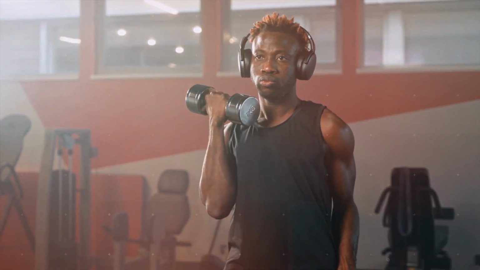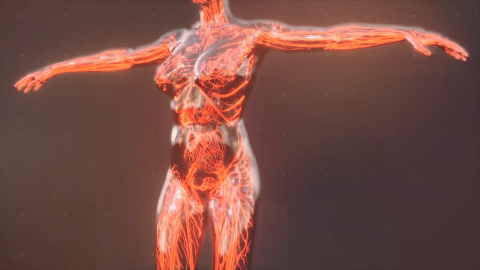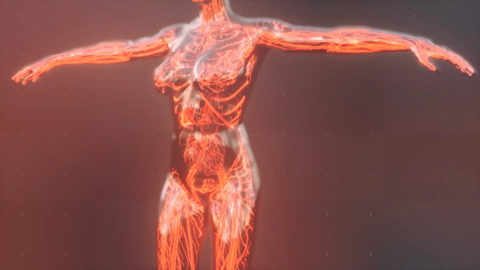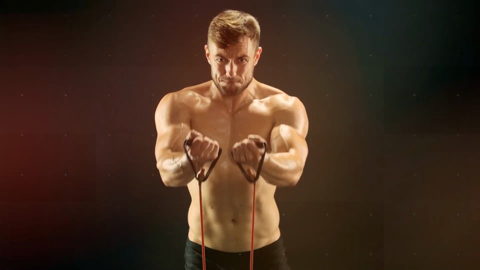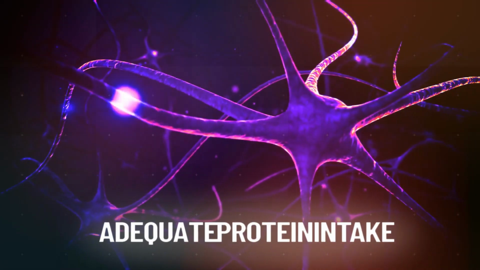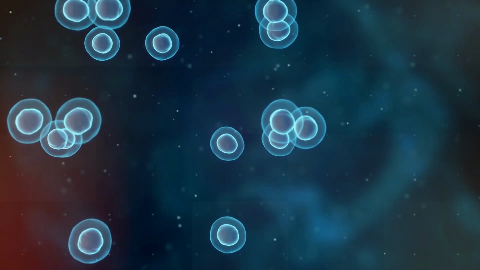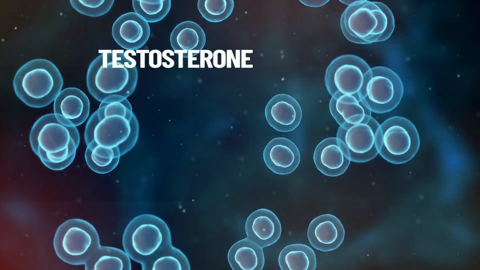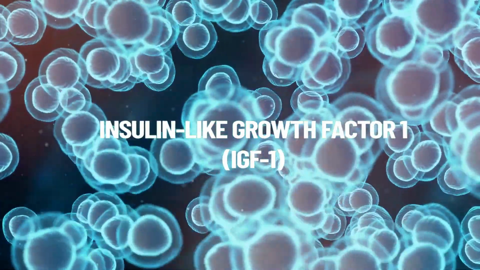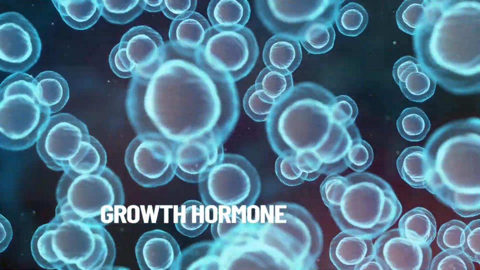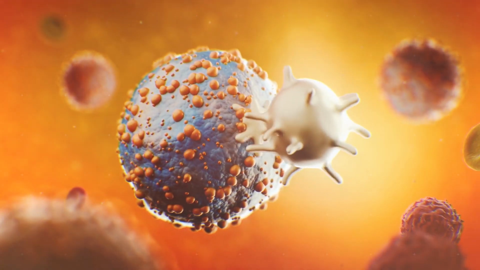The process of muscle hypertrophy is dependent on the activation of muscle protein synthesis, which is the process of building new proteins within the muscle fibers. Protein synthesis occurs in response to various stimuli, including resistance training, adequate protein intake, and hormonal signaling. Several hormones play a critical role in muscle hypertrophy, including testosterone, insulin-like growth factor 1 (IGF-1), and growth hormone. These hormones stimulate muscle protein synthesis, resulting in an increase in muscle size and strength.